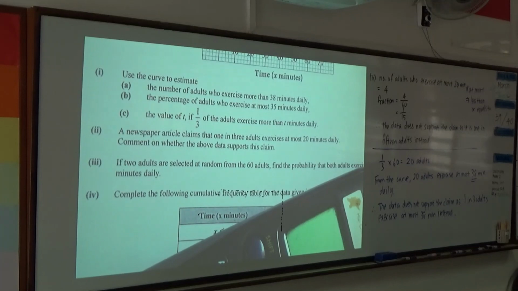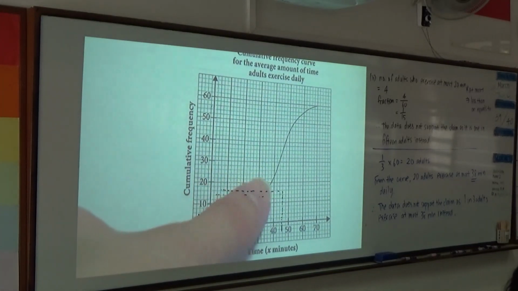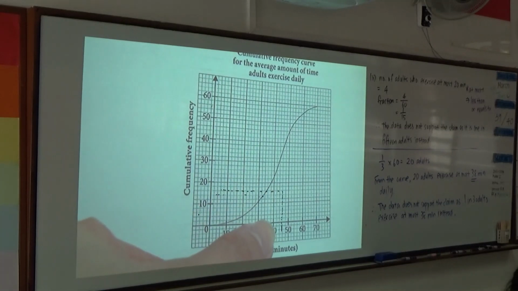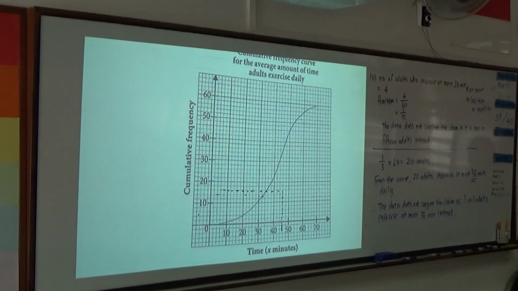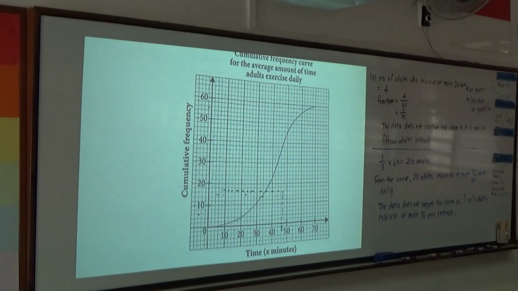So let me just scroll through the curve. If you look at 20 adults reading from the graph, you find that it's about 38. So the data does not actually support the claim, as 1 in 3 adults actually exercise at most 38 minutes and not 20 minutes. So this is another way that you can go about answering the question. Actually, is that okay?